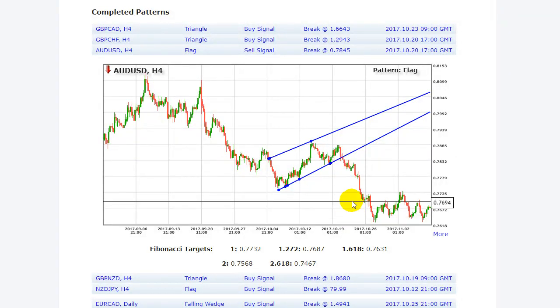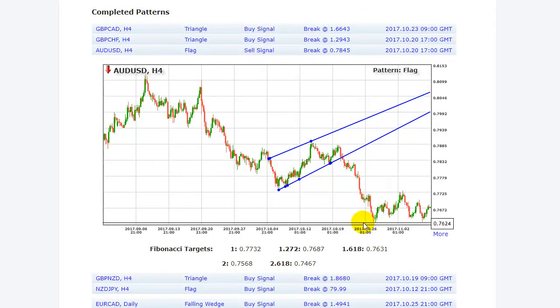Trades down to this, a nice move actually, to 76.24. So we go past this target here, as you can see. And this trade is 214 pips to the downside. Not a bad trade there at all.